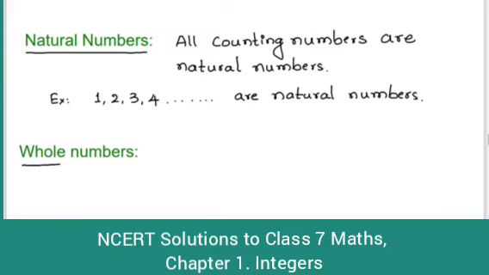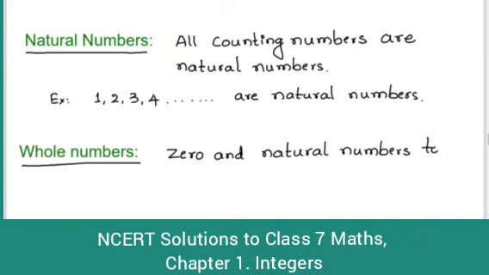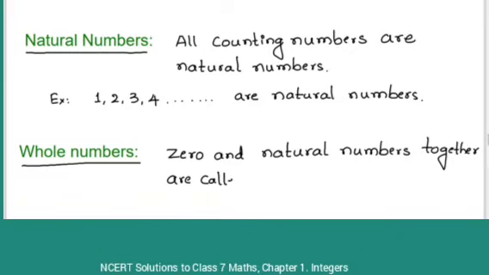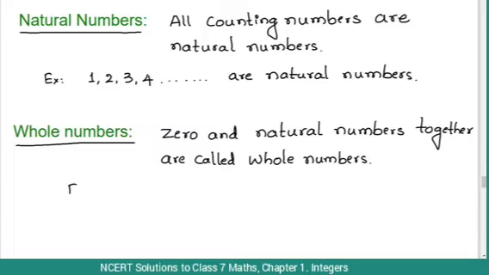Next one, what are whole numbers? 0 and all the natural numbers together are called whole numbers. Examples of whole numbers: first it starts with 0, 1, 2, 3, 4 and so on. So these are whole numbers.